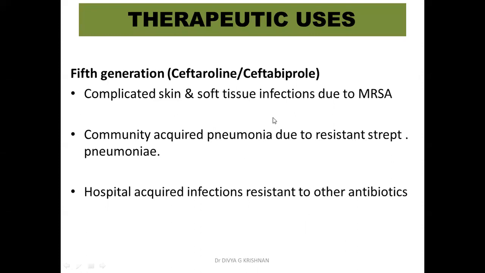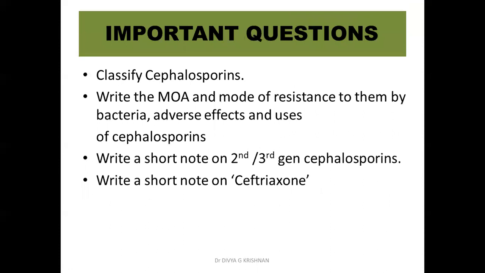The fifth generation cephalosporins are kept as reserve only, to be used for complicated skin and soft tissue infections because of MRSA. For community-acquired pneumonia, which is occurring because of resistant Streptococcus pneumoniae, as well as for hospital-acquired infections which are resistant to other antibiotics. So, fifth generation, you are not using it commonly. You are using it only for infections which are resistant and are not responding to other antibiotics.